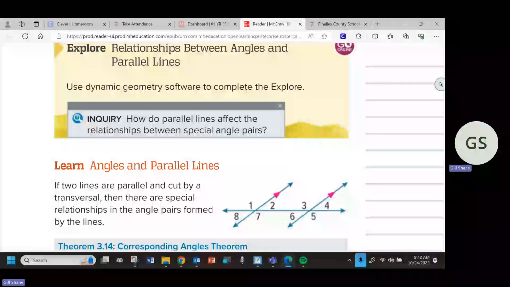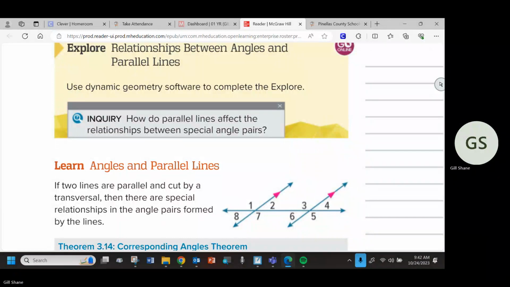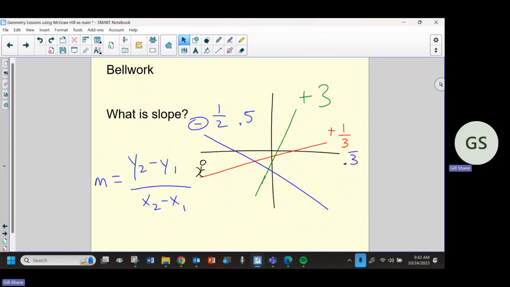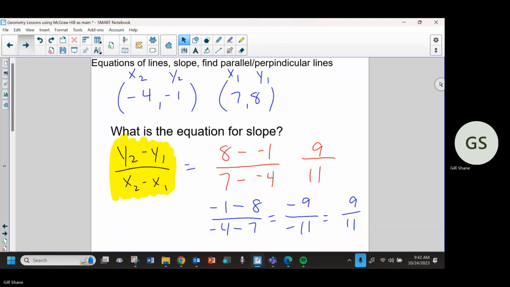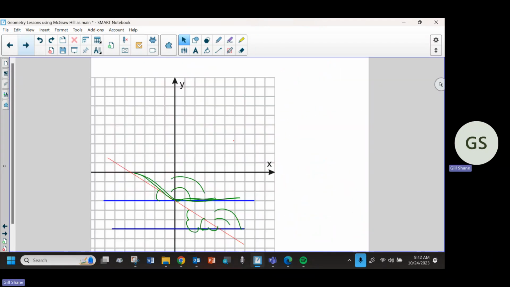Let's do this real quick. That's 183. So we said slope is a measure of steepness, but we also said there were some formulas for slope, right?